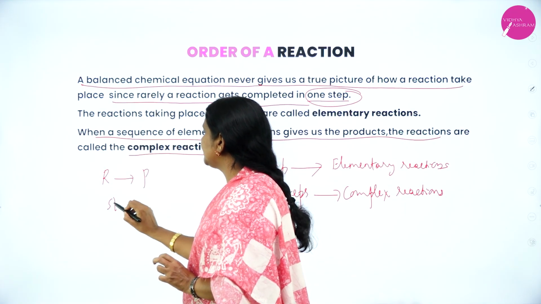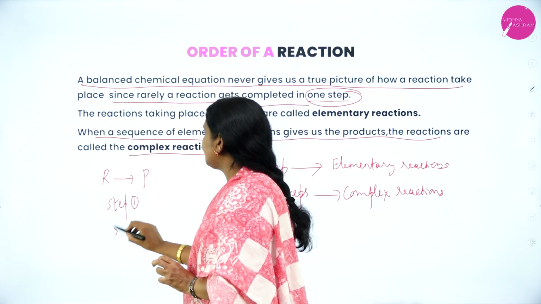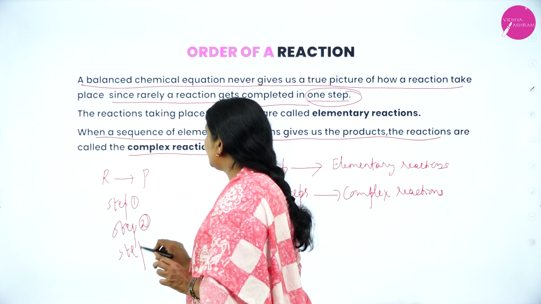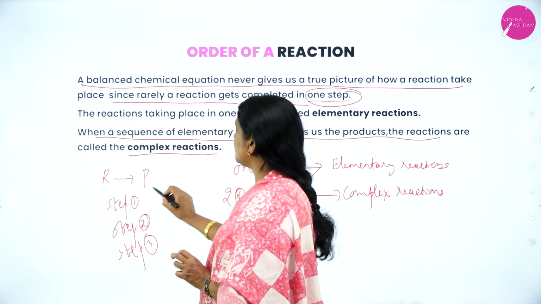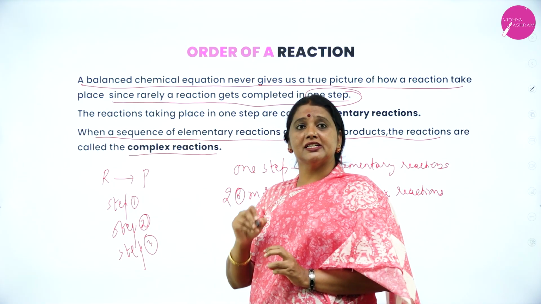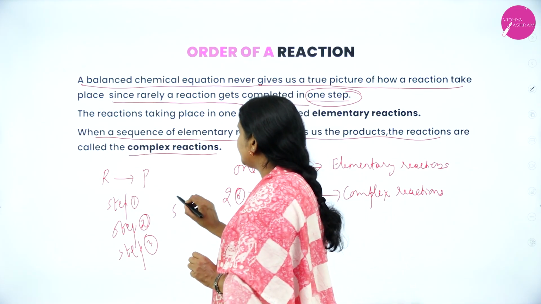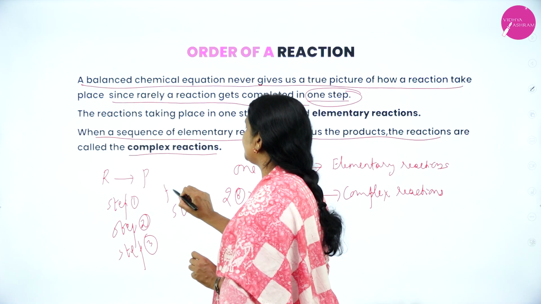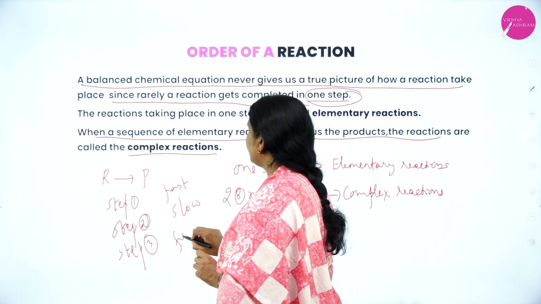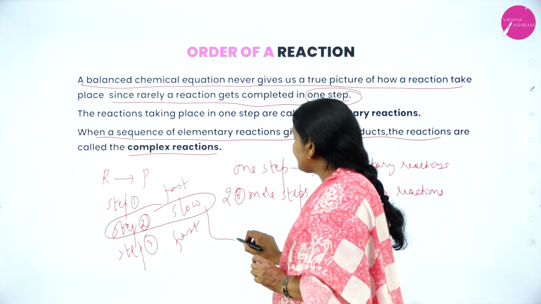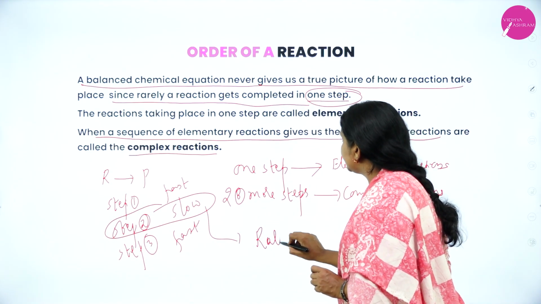Now, suppose a reactant gives rise to a product. It takes place in 3 steps: step 1, step 2, step 3. This is known as a complex reaction because it takes place in 3 steps. Out of these steps, you have to find out which one is the slowest step. For example, here the second step is the slowest step. This step is called the rate determining step.